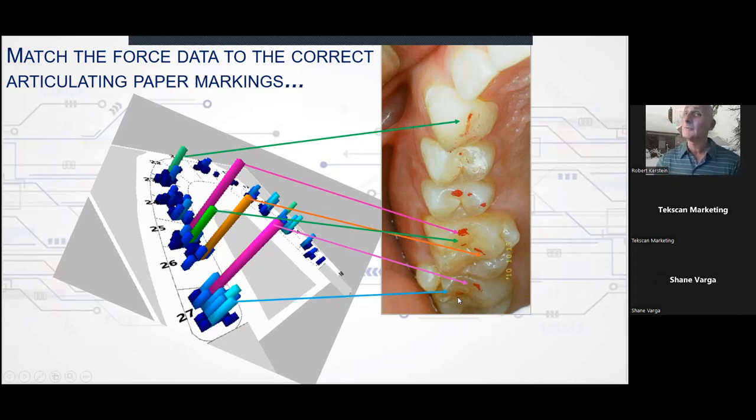But don't be fooled by the marks. Here's the biggest mark on the side, and it's one of the lowest force contacts. So you can never judge the forces by looking at the paper marks. You can only map them to the forces and then understand that this one's high force and this one's low force, even though they're both big surface area.